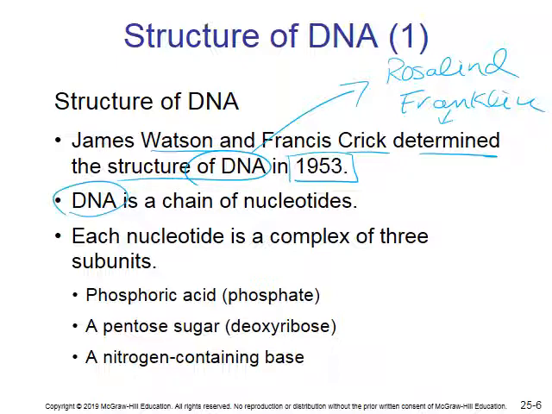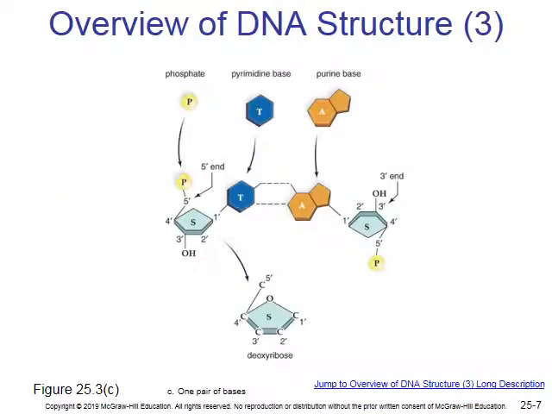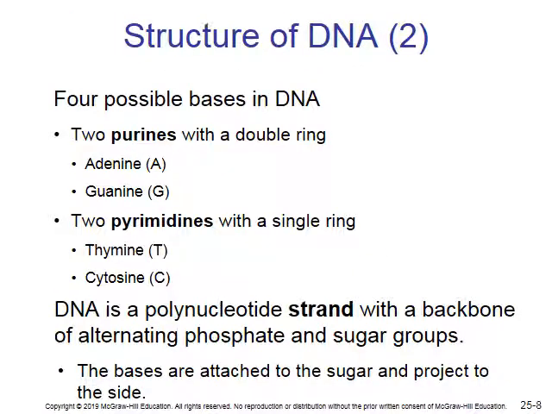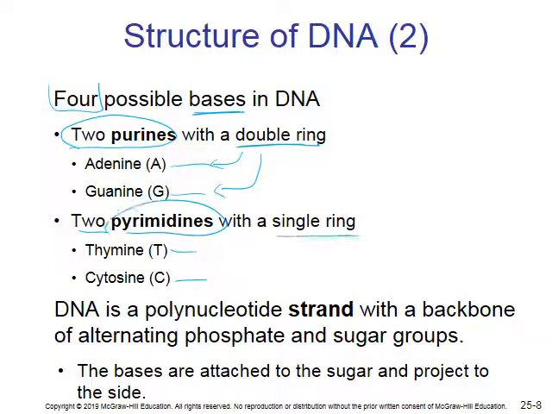So what is DNA? It's a chain of nucleotides. There's always going to be a phosphate, a sugar, and a nitrogenous base. So here we have a phosphate, we have a sugar, and we have a nitrogenous base. All three of these things together are called a nucleotide. The structure of DNA has four possible bases. There's A, G, T, and C. There's two purines. Purines have a double ring, that's A and G. And there's two pyrimidines with a single ring, that's T and C.